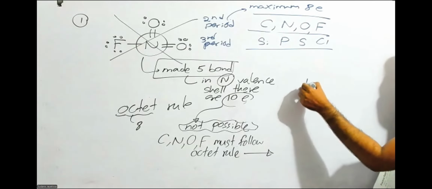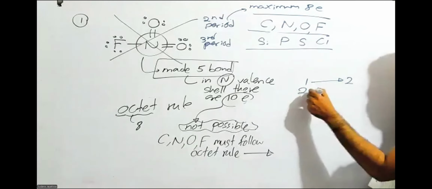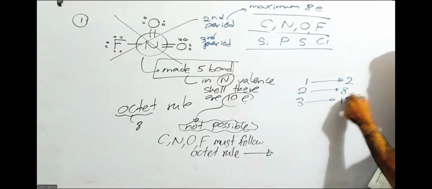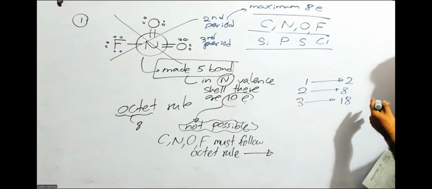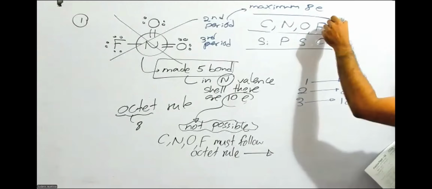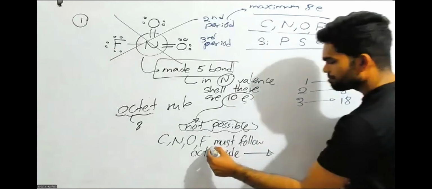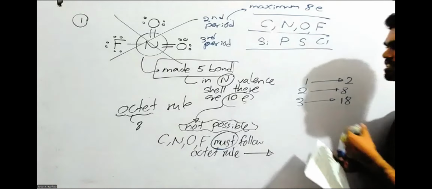You remember, in the first energy level, you have 2 electrons maximum. Second energy level, 8 electrons. Third energy level, you can keep 18 electrons. Like that, you have a maximum limit. Understood? So in the second energy level, you can't keep more than 8 electrons. That's why CNO must follow octet. They must follow the octet.